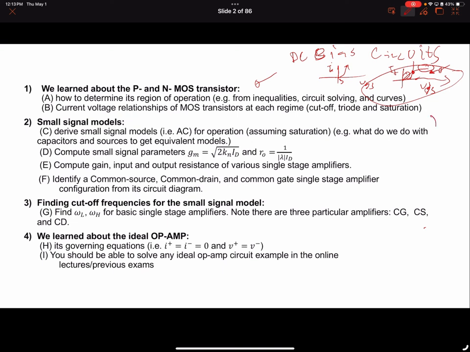Finally, there is going to be one small signal question. So if I give you a circuit, you should be able to either extract the R out, R in, or the gain of a single stage amplifier. The circuit will be very simple, but you will have to do this.